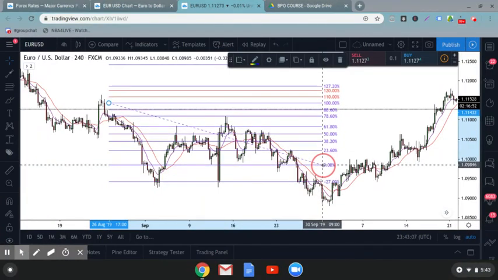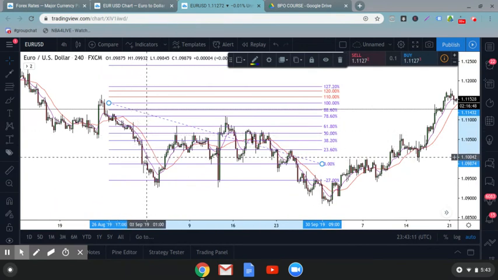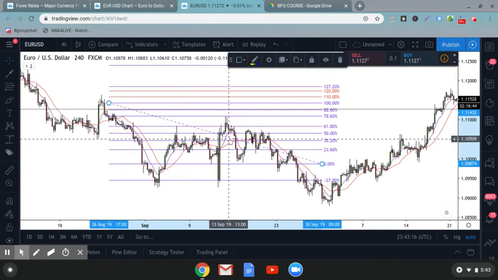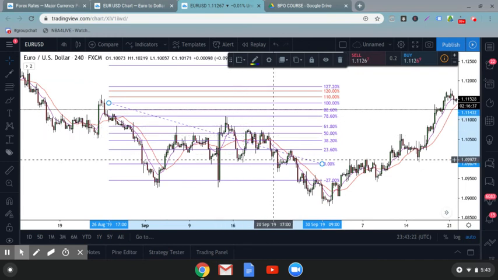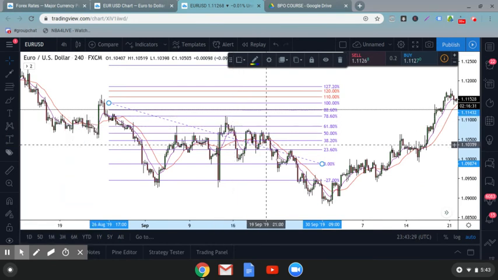Even setting our fib here, we could have caught sells off the 23, we could have caught them off the 38, we could have caught them off the 50, the 61.8, and the 78.6, and been very, very profitable. To the TP down to the 78.2.